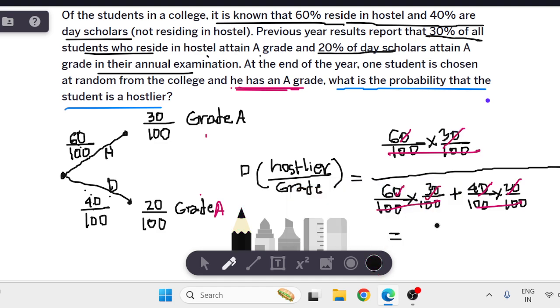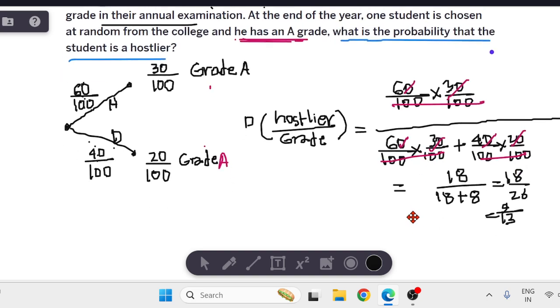So it will be 18 divided by 18 plus 8, which comes out to be 26. So it is 9 by 13. We are going to do the problem with steps, with the event written as required in NCERT.